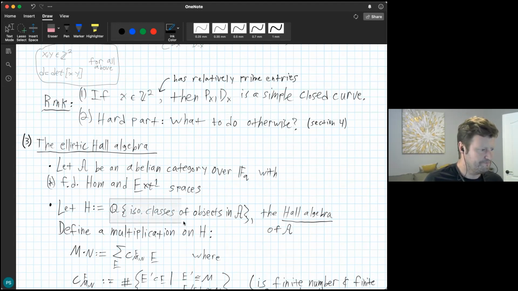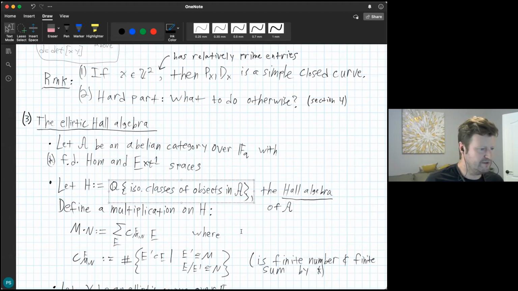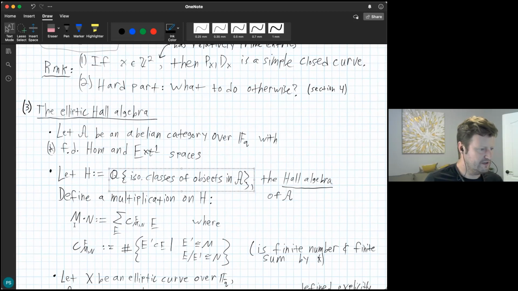So the basis, as a vector space, is not that interesting, but the multiplication is interesting. The multiplication uses the abelian structure in the category. So if I want to multiply two objects, then I'll just write out the structure constants. So m times n is a sum over e of e times some number. And what's the number? I've written it here.